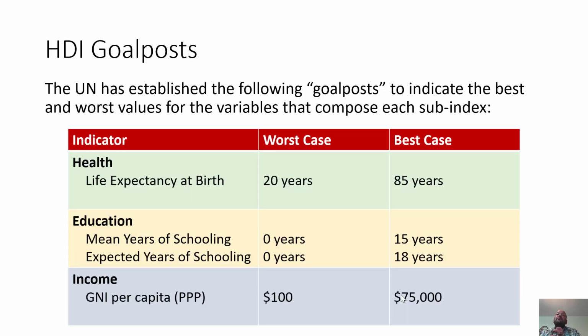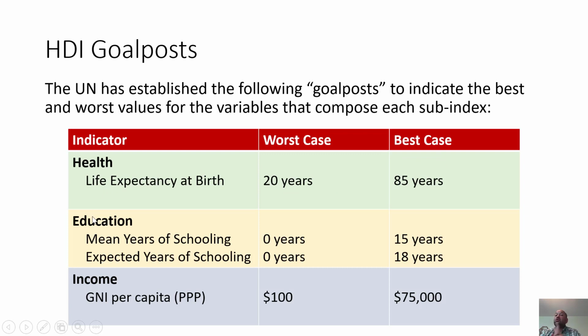Okay, so in order to figure out what the best and the worst case scenarios are, the UN has established what they call goalposts, which sort of indicate the best and the worst case scenarios for the variables that are comprising the Human Development Index. So health is going to be measured by life expectancy at birth. The worst case scenario here is going to be 20 years. The best case scenario is 85 years.